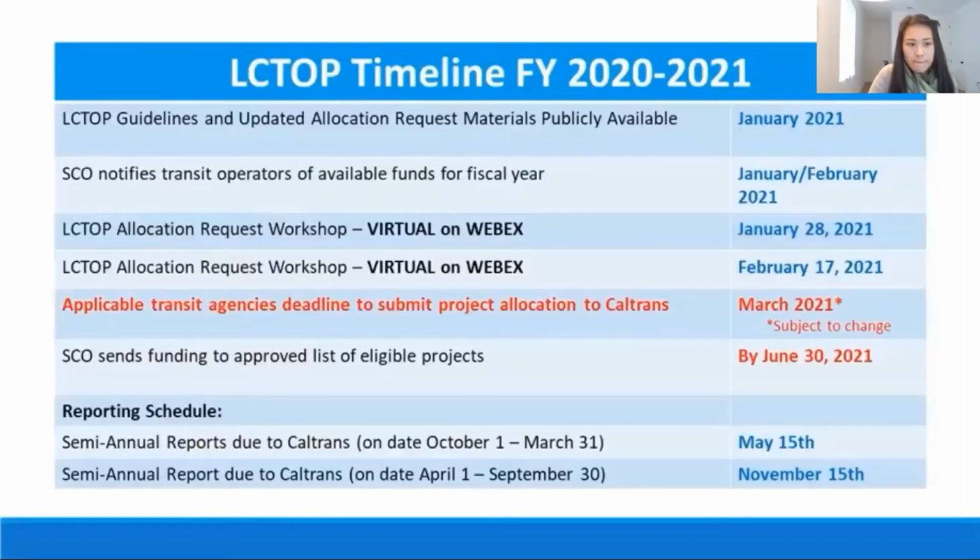So at this point, we wanted to go over the timeline that you see here. We have our next workshop coming up on February 17th. Our deadline for the allocation request will be March 31st. We are still waiting to hear back on the eligibility list. I've been checking daily on that, so I have not heard back yet. But as soon as we receive that, we'll send that out to you.